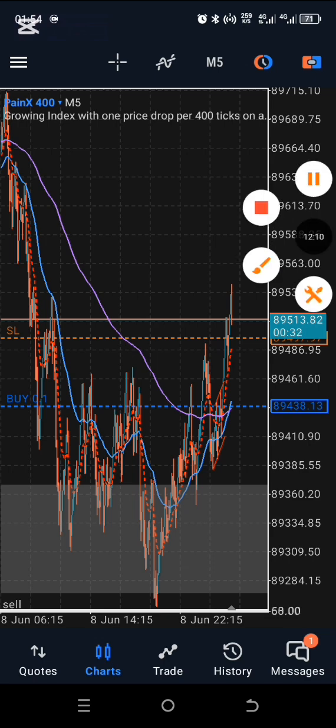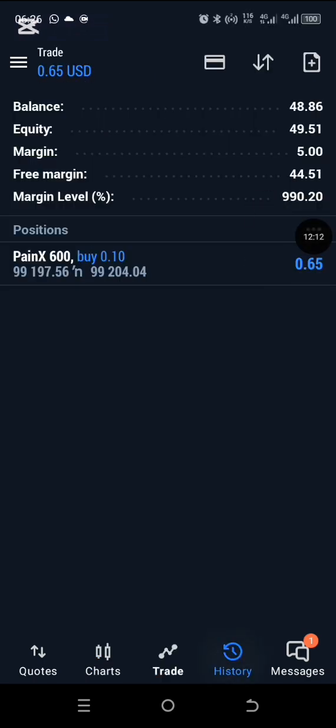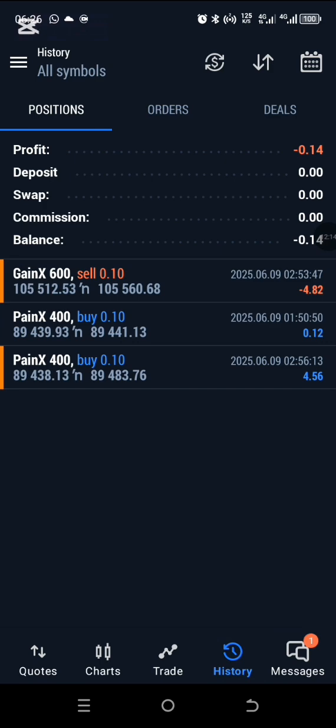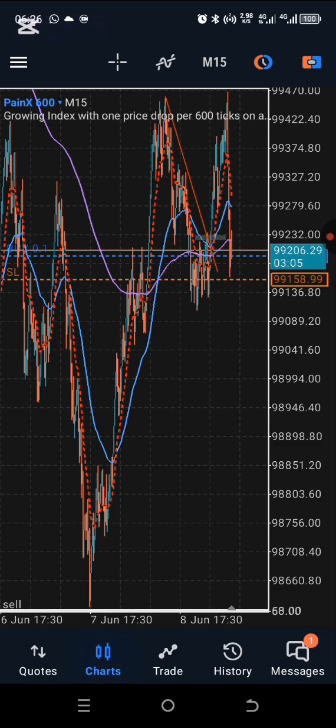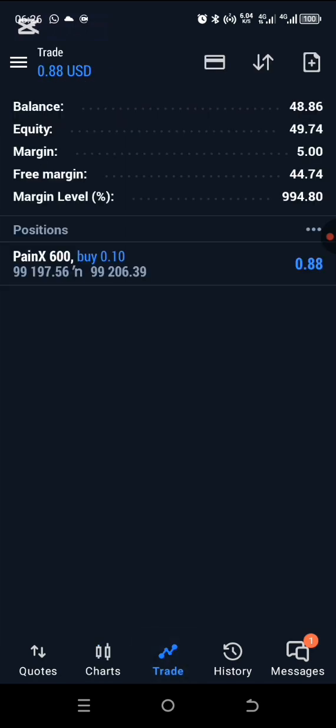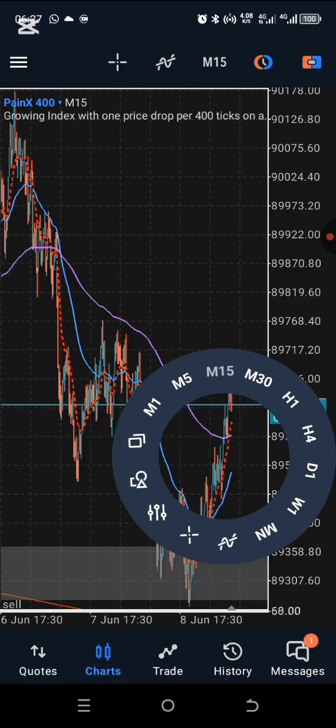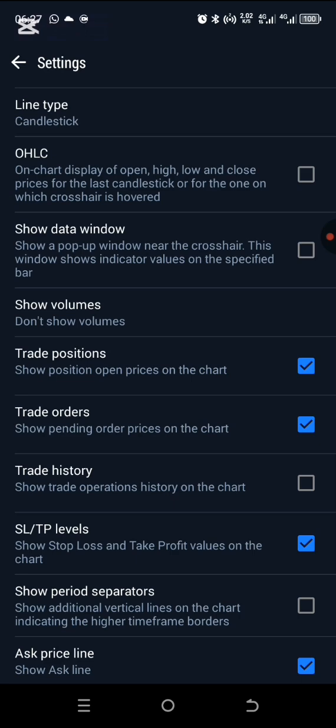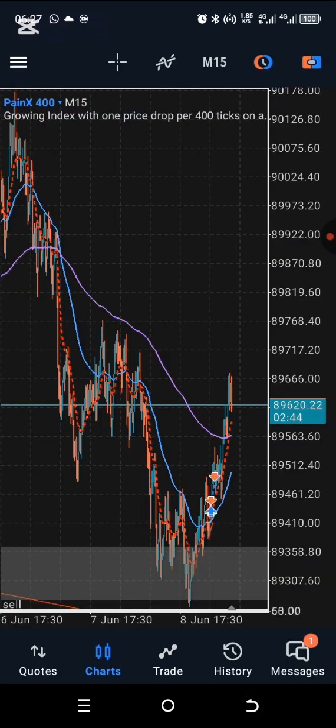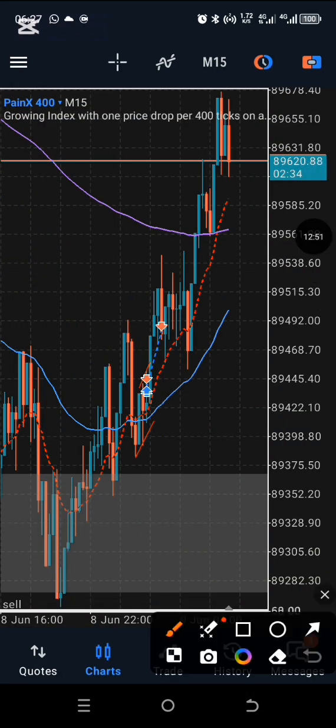And it didn't move well, right? So over here, on Pain 400, I just moved my stop loss into profit, right? Now it got stopped out again at $4.50. So we're still at break even because everything is negligible, right? So over here under the Gain, Pain 400, right? So Pain 600, sorry. Let me just show you the trade history.